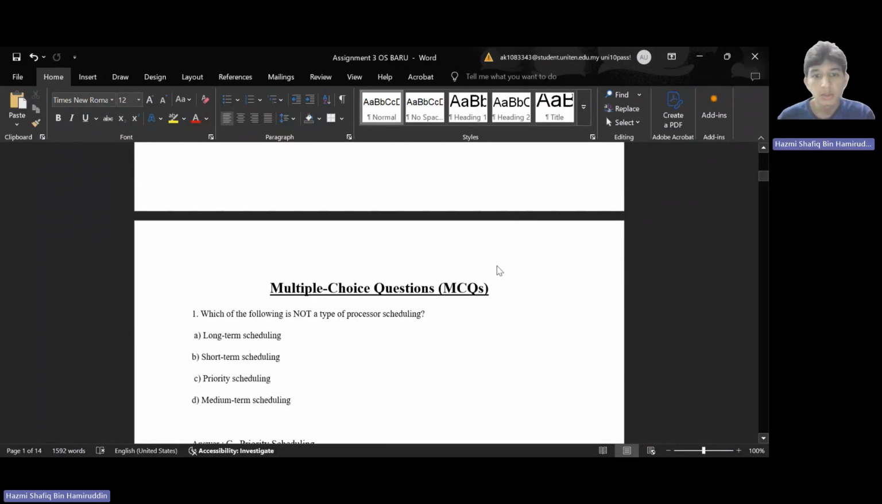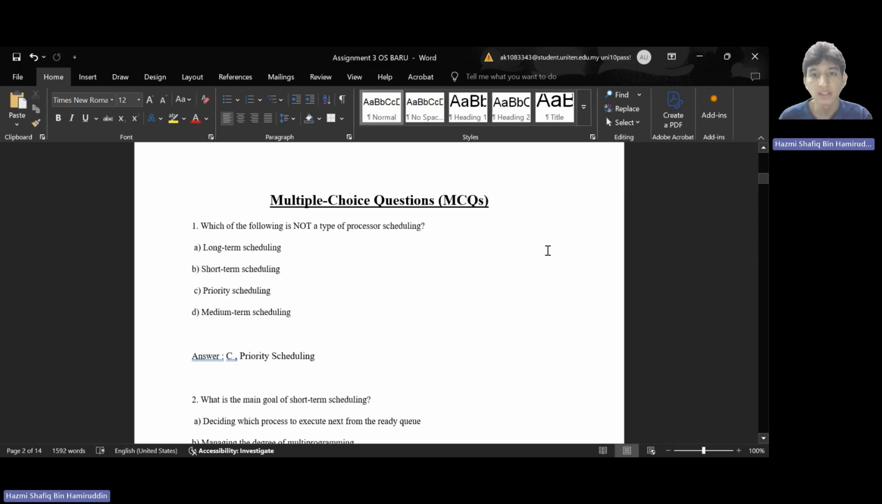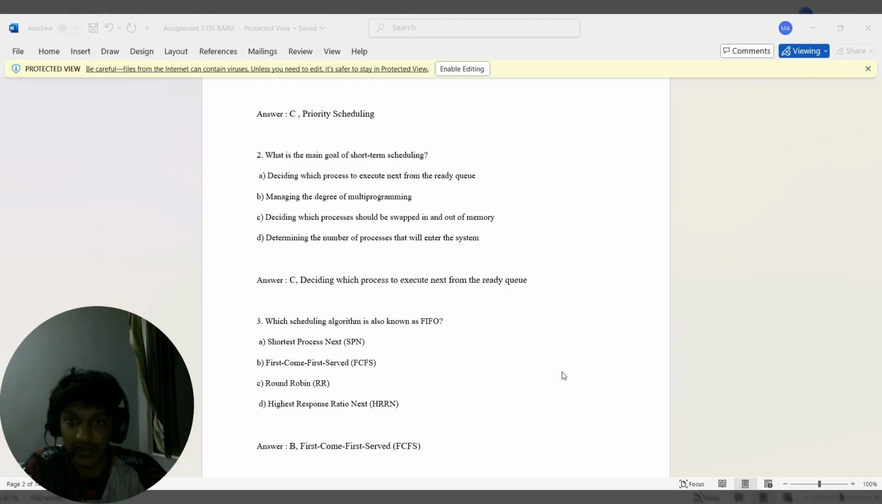We start with multiple choice questions, MCQs. For question number 1, which of the following is not a type of process scheduling? The answer is C, priority scheduling. For number 2, what is the main goal of short-term scheduling? The answer is C, which is deciding which process to execute next from the ready queue.